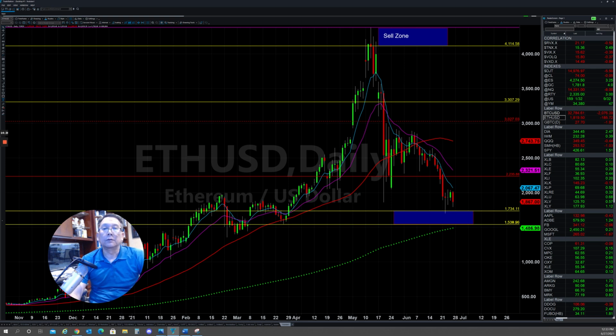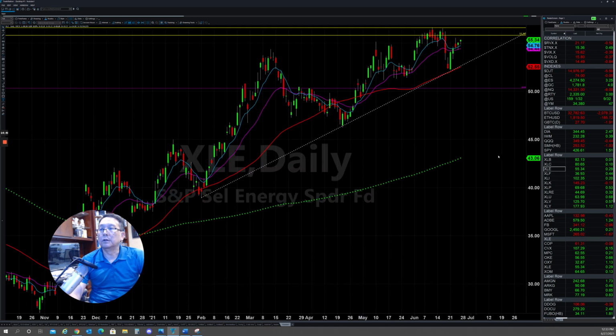Okay, so now let's take a look at the sectors. If you look at the energy sector, it's still very strong here. As you can see, the energy sector is still doing well after it pulled back right into the support, and it bounced right back up.